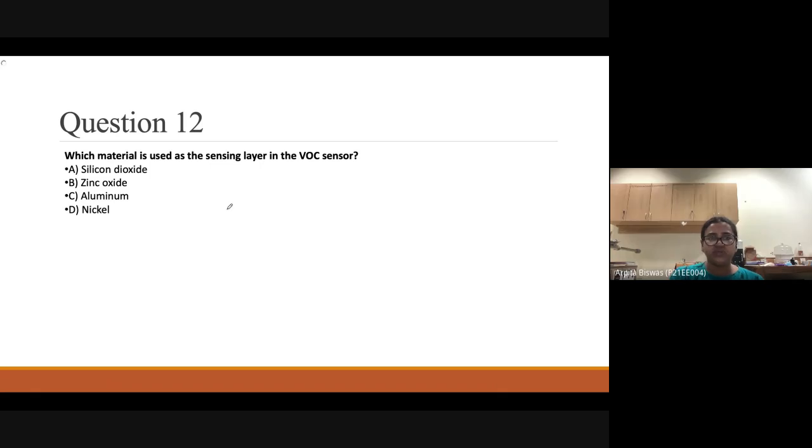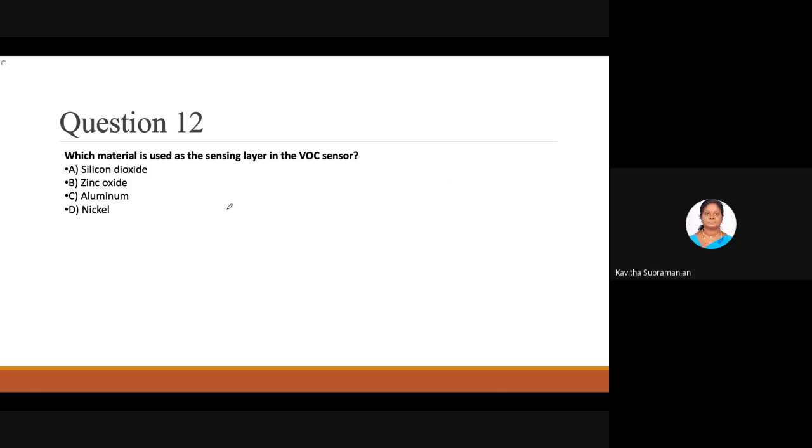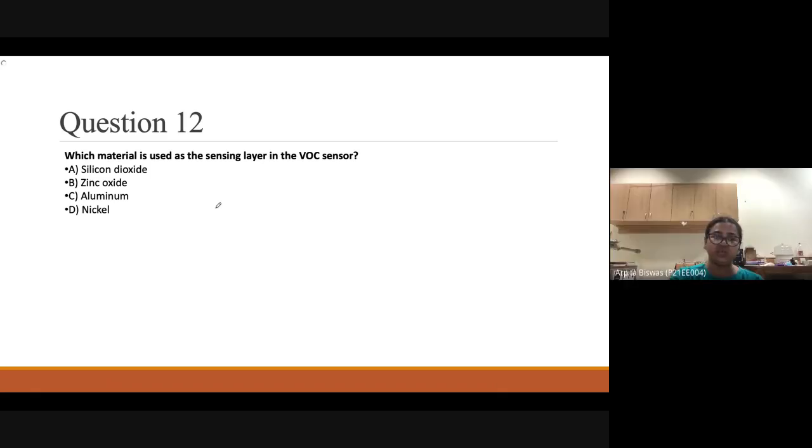Question number 12: which material is used as a sensing layer of a VOC sensor? Silicon dioxide, zinc oxide, aluminium or nickel? Zinc oxide. Yes, the zinc oxide is the right option.